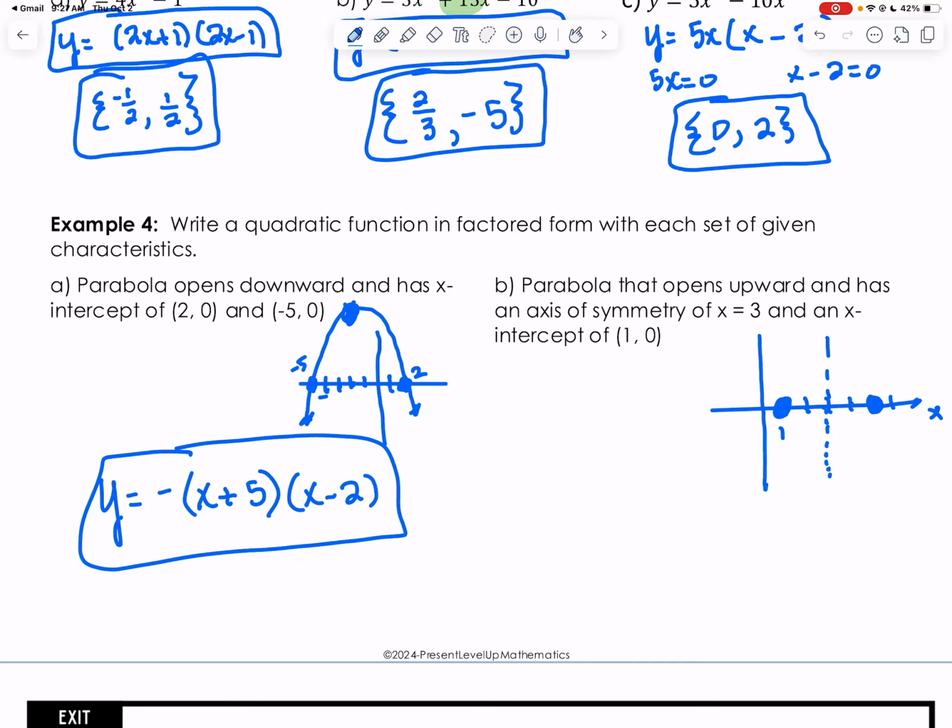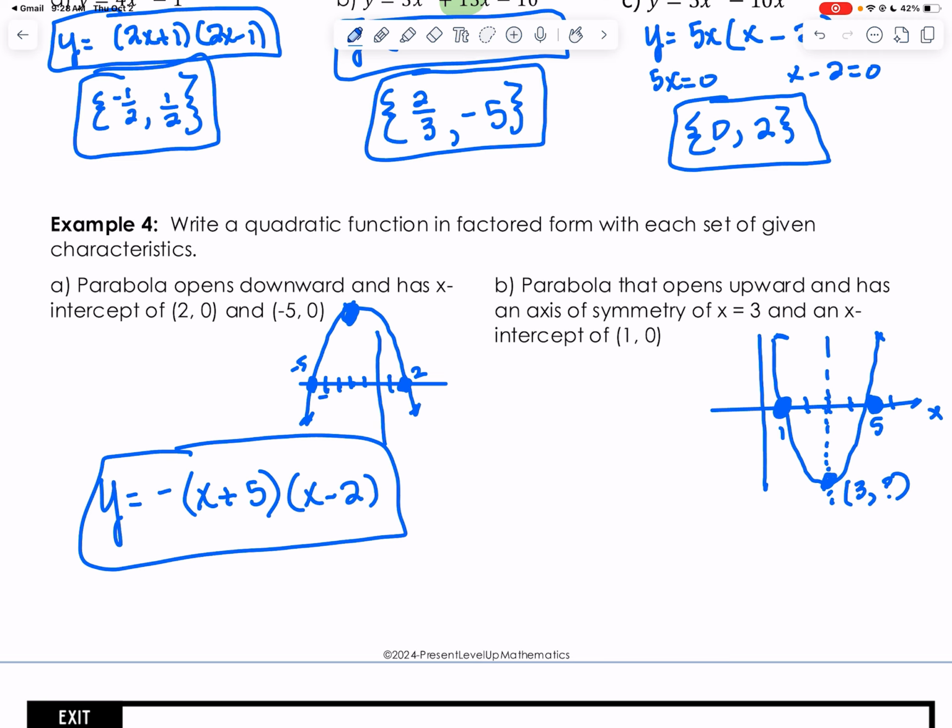So this 0 was at 1. 1, 2, 3, 4, 5. And this 0 was at positive 5. Now, if it opens upward, I also know it has a vertex somewhere down here. I don't know exactly where, but it's going to look like something like this, okay? It has a vertex of (3, something). We don't know what the vertex is.